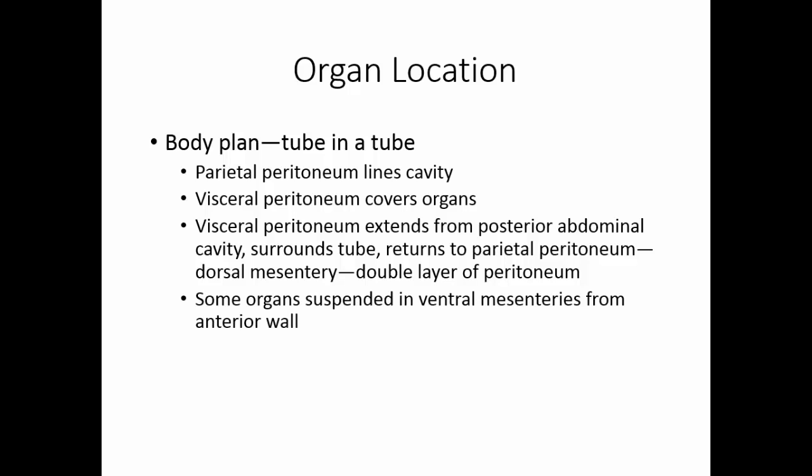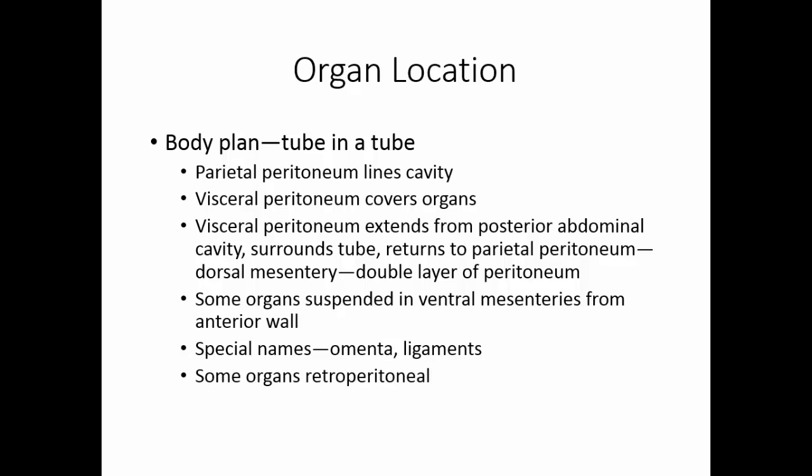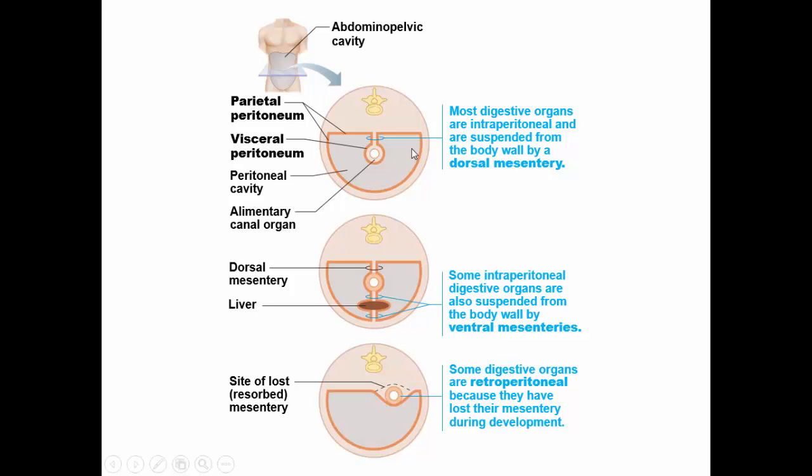Some organs are also suspended in ventral mesenteries, that is, extensions of the peritoneum that come from the anterior wall. These ventral mesenteries have special names. They're called omentum. Sometimes they're even called ligaments, and these are nothing like the ligaments you're used to thinking about in your joints. Some organs are outside of the peritoneal cavity. We say that those are retroperitoneal. The mesentery, that double layer of peritoneum from the abdominal wall to the organs, acts as an avenue for nerves and blood vessels. Here is the abdominopelvic cavity and the peritoneum.